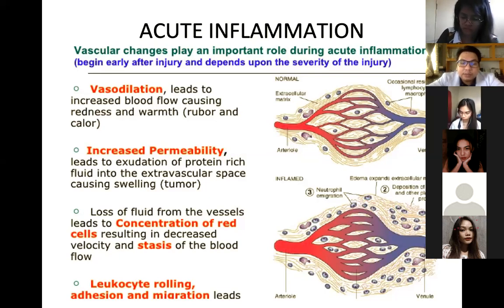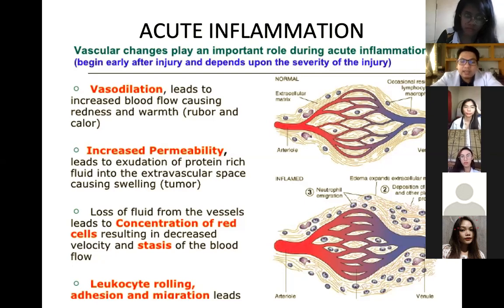So after that, class, increased permeability. Okay? Para lumabas yung mga protein-rich fluid from extravascular going to the portion of infection. Okay? After that, the loss of fluid leads to concentration of RBCs. So, merong stasis, and then meron nang leukocyte rolling, adhesion, and migration. So, after this, meron nang healing and repair. Okay? That is acute inflammation.